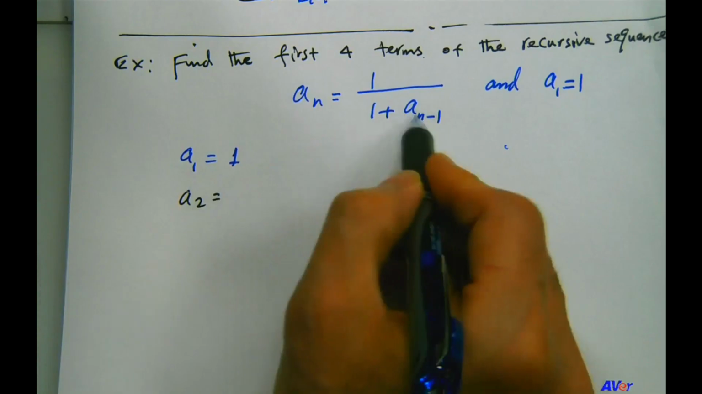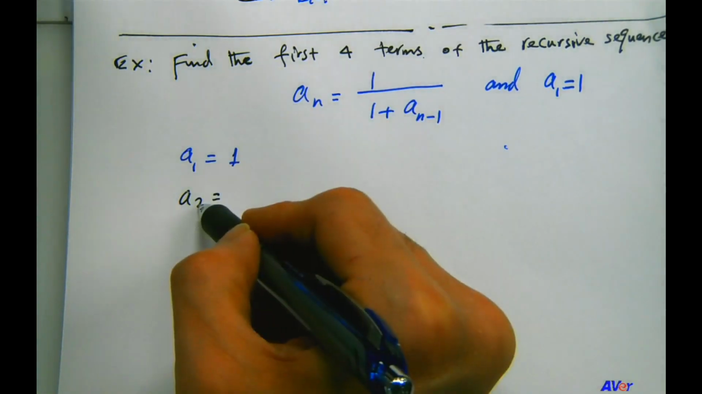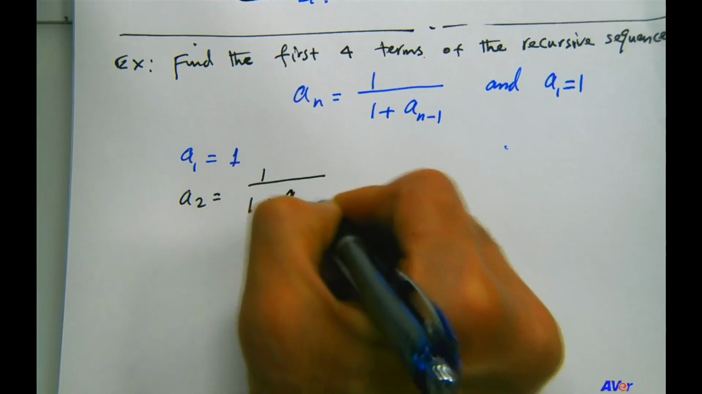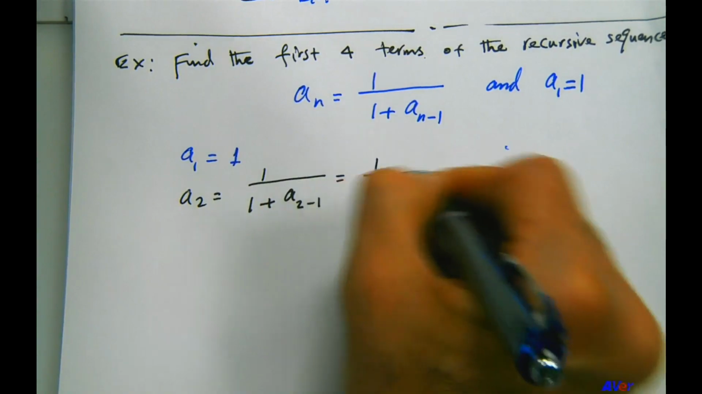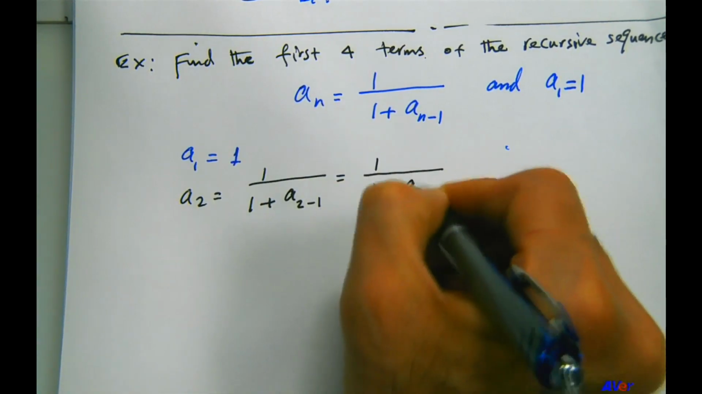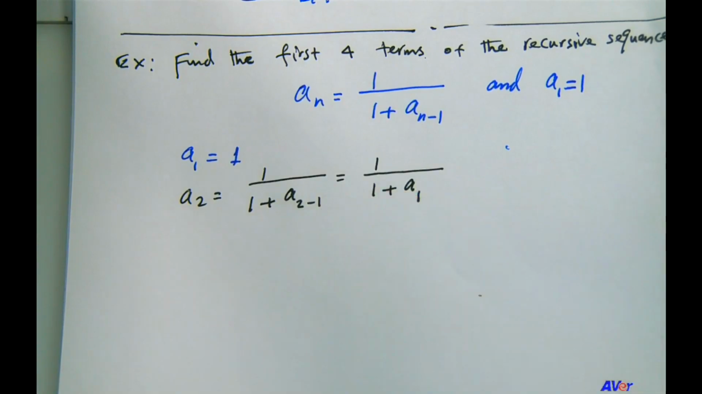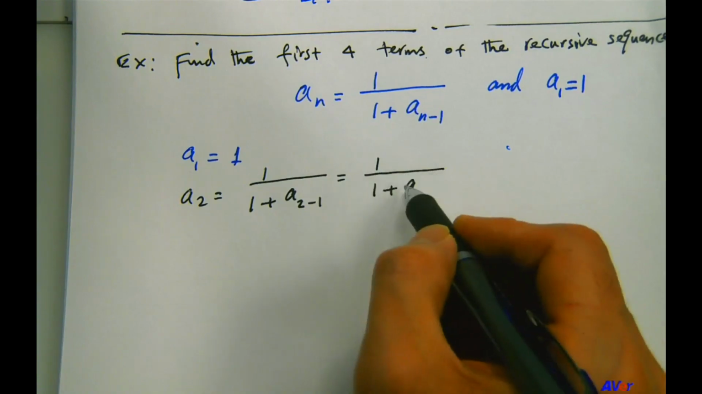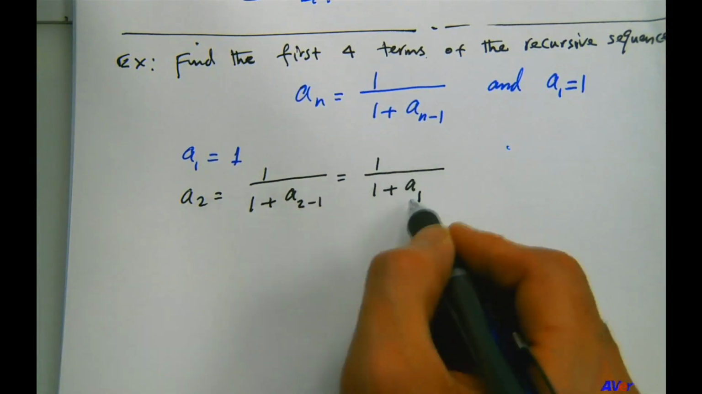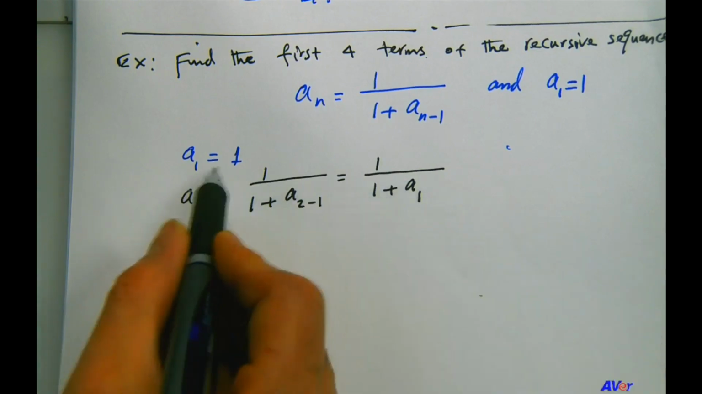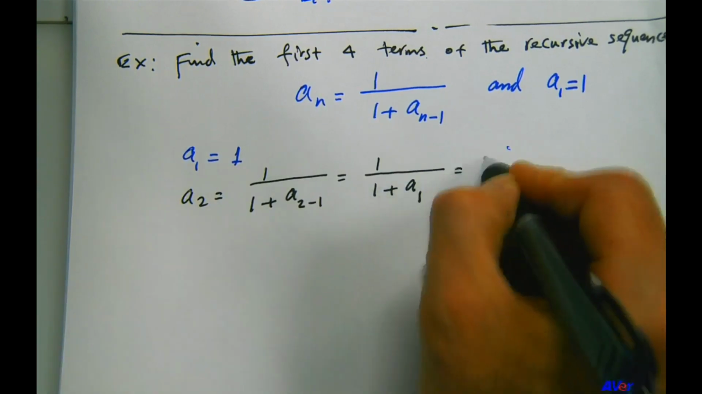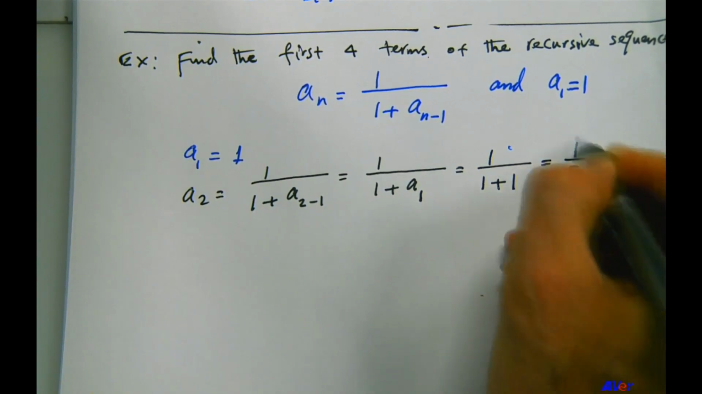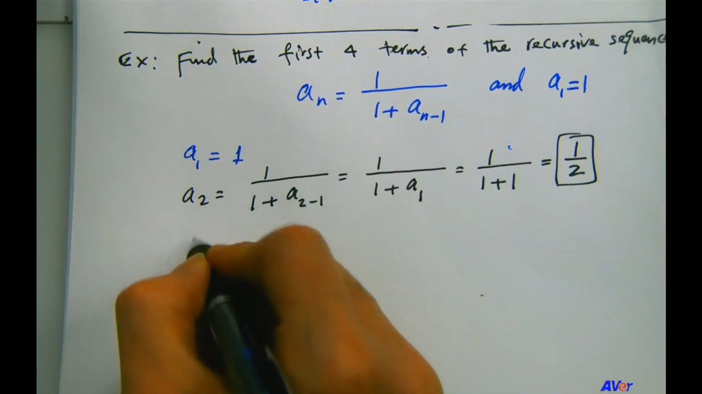Wherever we see n, we're going to replace it with 2. A2 is equal to 1 over 1 plus A(2-1). Let's simplify this. That is equal to 1 over 1 plus A1. Right? A2 minus 1 is A1. So this is saying, hey, if you want to answer this question, you have to know what A1 is. But we are given A1, right? So we're going to plug it in. 1 over 1 plus 1 equals 1 over 2. So that's the second term. So let's find the third term.